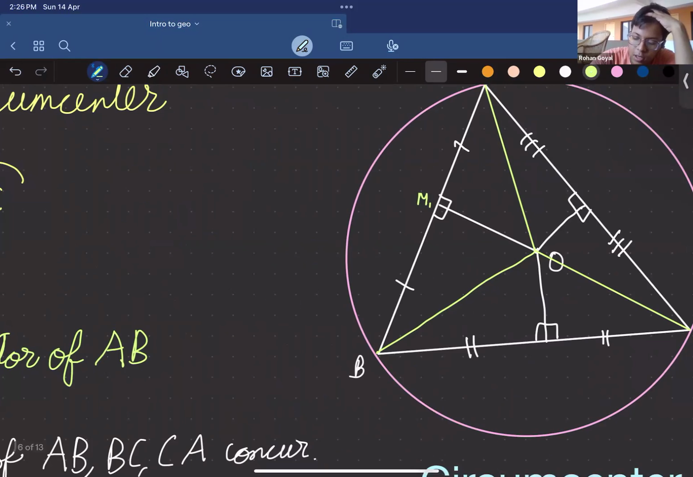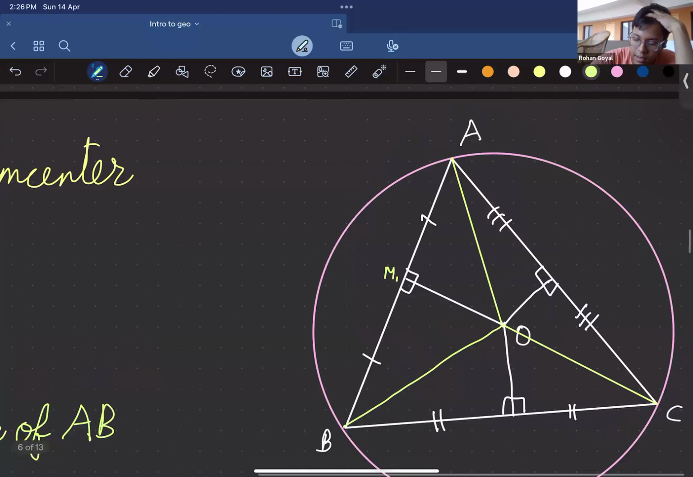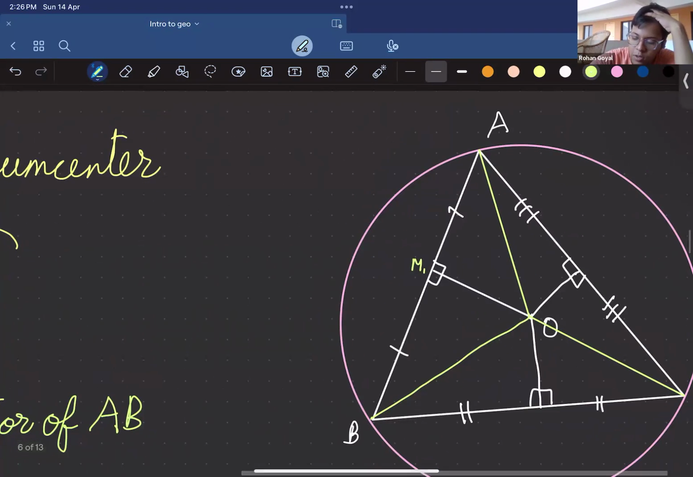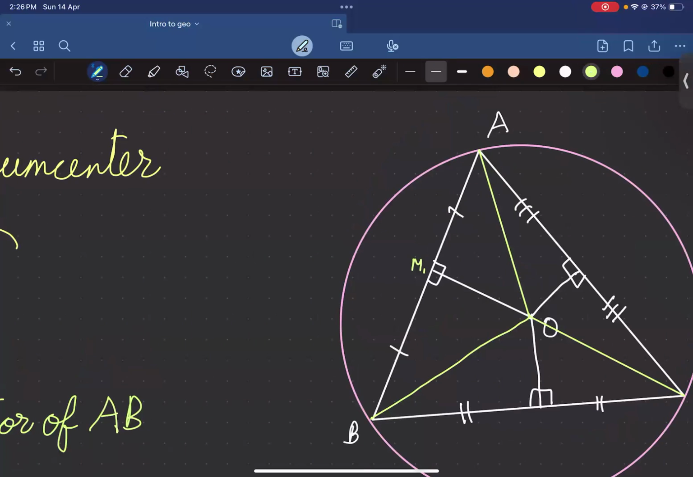So what is the length of OB? OB squared is OM1 squared plus M1B squared. And OA squared is OM1 squared plus M1A squared. So if OA squared equals OB squared, then AM1 squared equals M1B squared. My doubt is, will M1, O, and C be a straight line? No, it won't be.